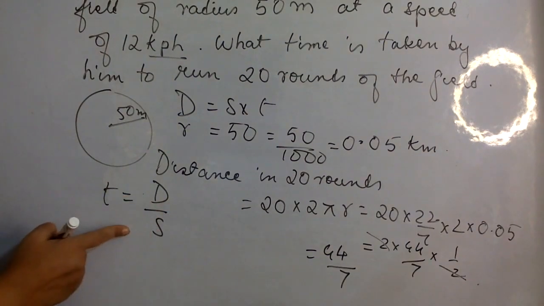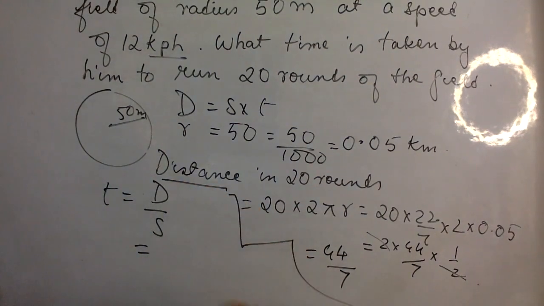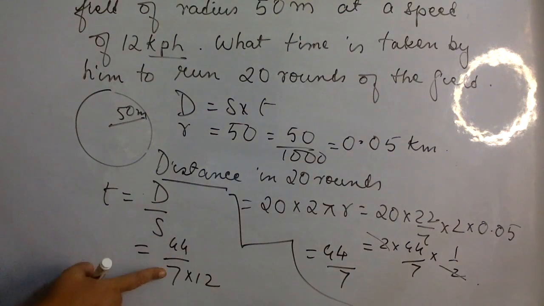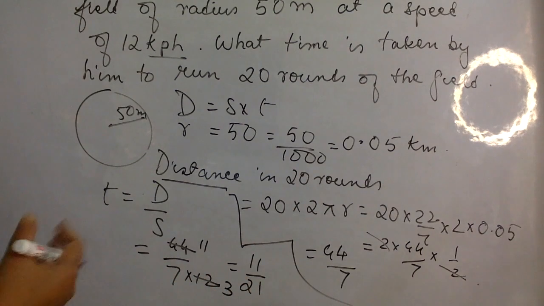So here time is how much now? Time is distance, which is 44 divided by 7, and speed is 12. So I put that 12 here. So distance by speed should give me the time in hours. So it is 4 11s are 44, 4 3s are 12, so 11 by 21. 11 by 21, that is a fraction of, what am I getting? A fraction of an hour.